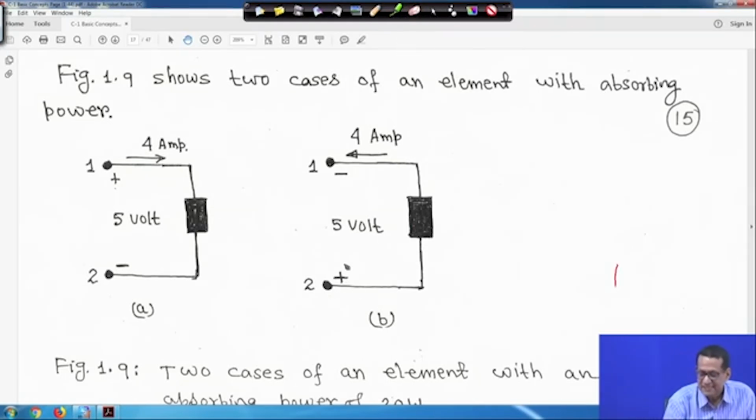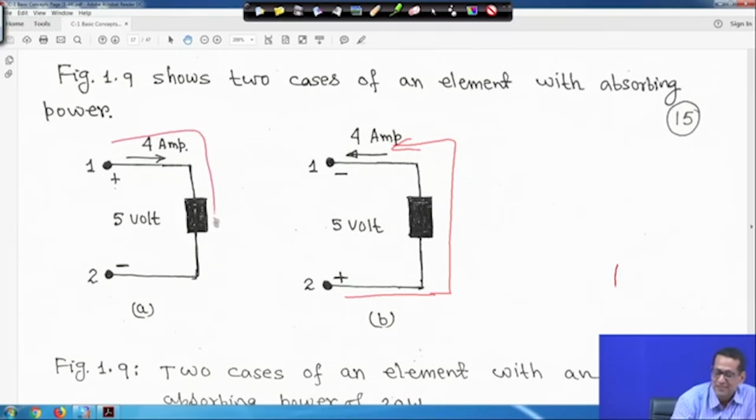So in this case, I is equal to 4 ampere. So this is the current going like this, 4 ampere. Current is entering through the positive terminal, and in this case also current is entering through the positive terminal, going like this, this is also 4 ampere. So ultimately, in both cases current enters through the positive terminal, but here it is 1, 2, here also 1, 2, but this one has plus and this one has minus.